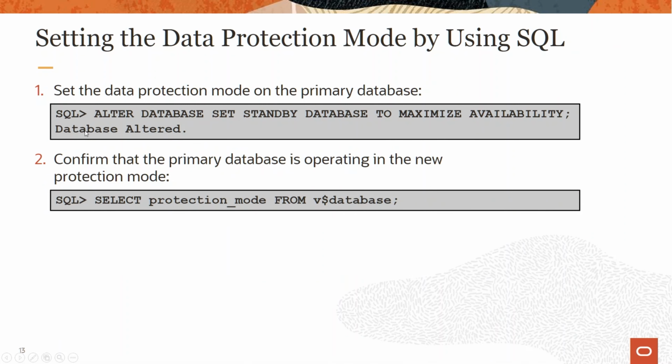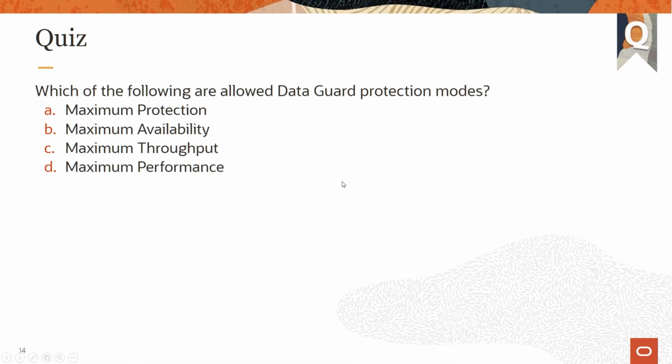At the SQL Plus prompt, you can issue the statement alter database set standby database to maximize availability. Select protection mode from V$DATABASE. So it will give you protection mode information.